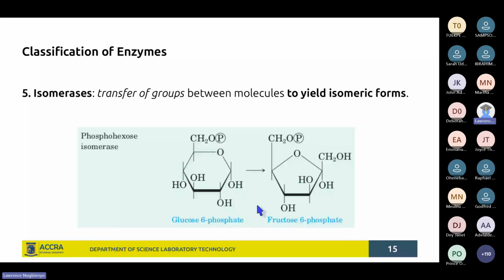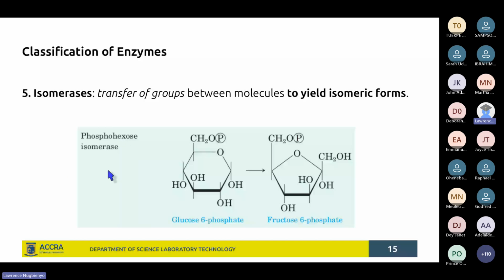It's just a rearrangement of the atoms of the molecule. Glucose 6-phosphate will give you the structure, the fructose 6-phosphate. So from a pyranose structure, you have now a furanose structure. And the enzyme involved in that, phosphohexose isomerase. That's an isomerase. Right. Again, if you did glycolysis, Krebs cycle, you would have come across some of those isomerases in those processes.